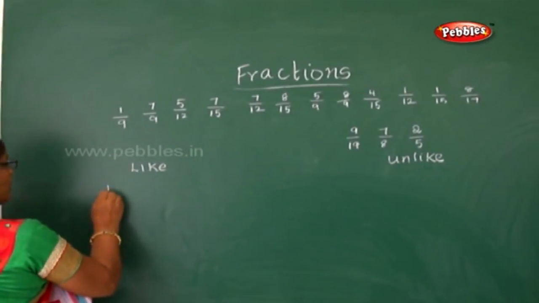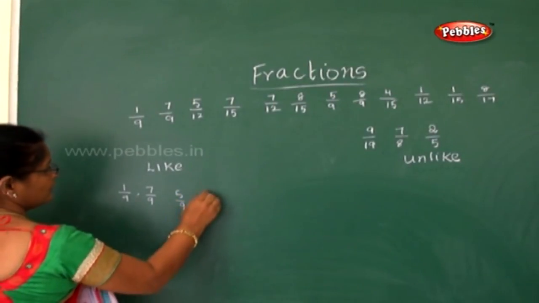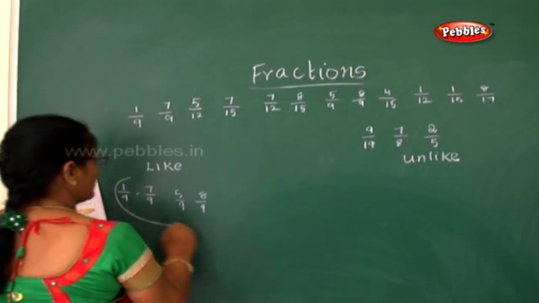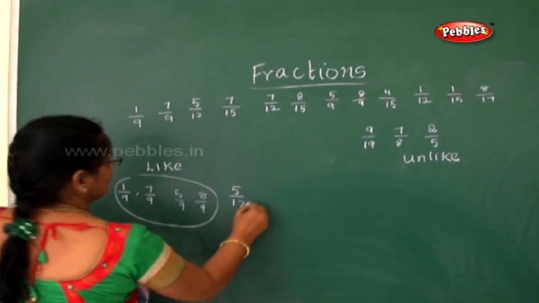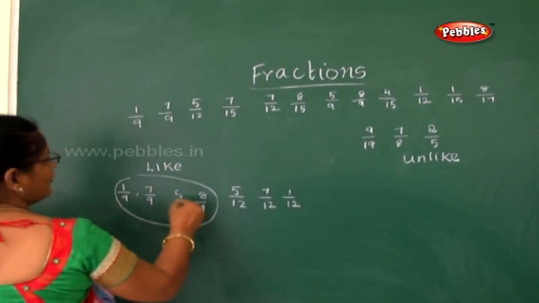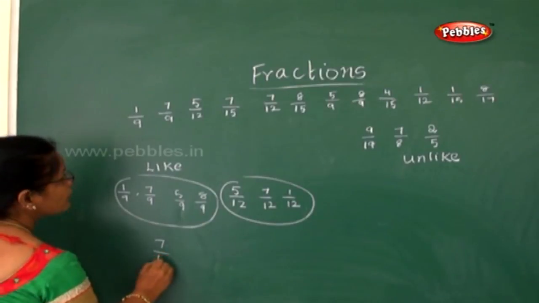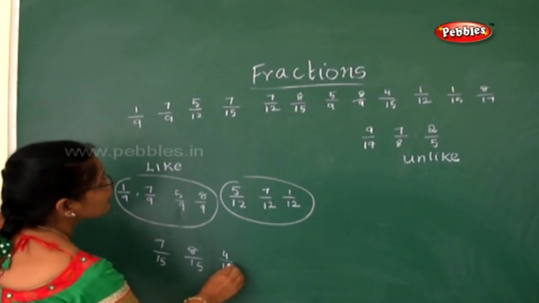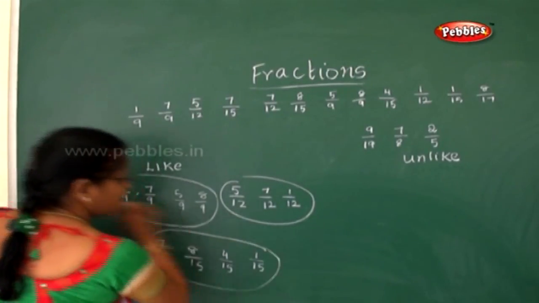Now what you have to do, 1 by 9, 7 by 9, 5 by 9, 8 by 9. So this is one group. Then another group is 5 by 12, 7 by 12, 1 by 12. So this you have done in one group. Then another group is 7 by 15, 8 by 15, 4 by 15 and 1 by 15. So you have made three groups of like fraction.